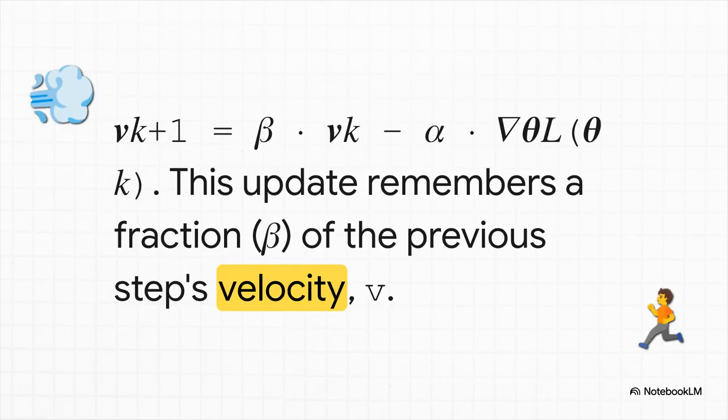So how does this work under the hood? Well, the key here is that v term. That's our velocity. To figure out our new velocity, we take a fraction of our last step's velocity, that's the beta times v part, and we add it to the push from our current step. That beta acts like a memory. It reminds the boulder which way it was already going, so it tends to keep going in that same direction.